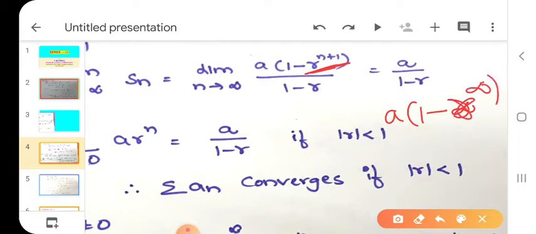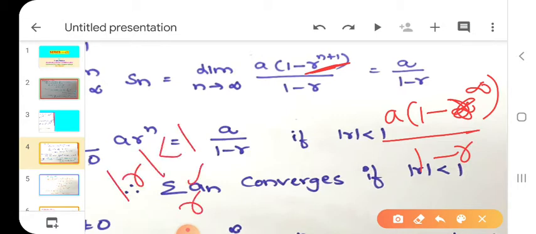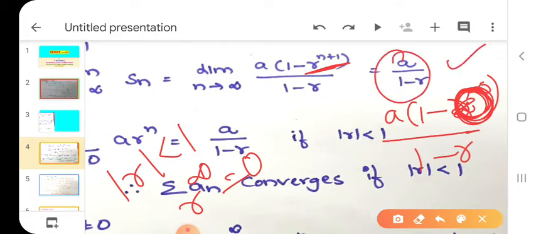That means infinity, r power infinity by 1 minus r. What is the value of r power infinity? If mod r less than 1, then r power infinity equals 0. So we write here 0. 1 minus 0 means 1. That means a into 1. A by 1 minus r is the answer.